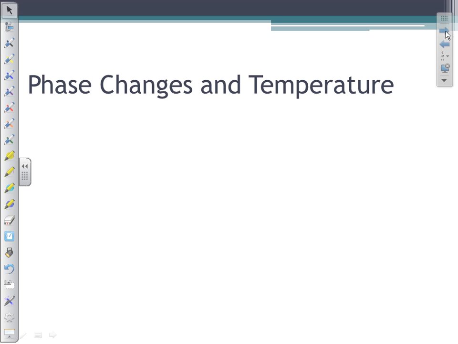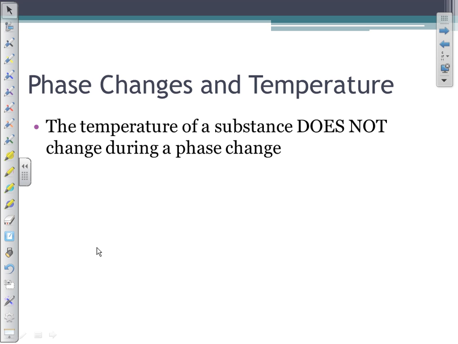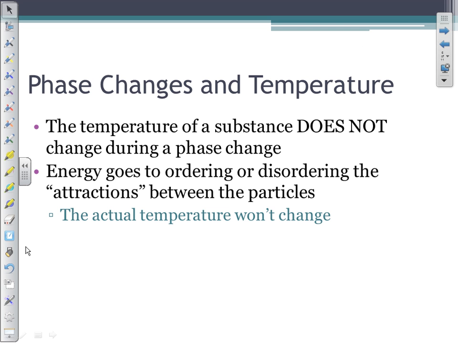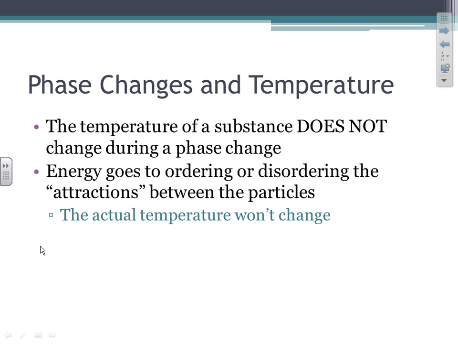So, the temperature of a substance does not change during the phase change. The energy that we're adding in that situation goes to ordering or disordering the attractions between the particles, right? It's getting ready to change from one phase state to another, right? Letter B, the energy goes to making or breaking of attractions, or orderliness of those particles.